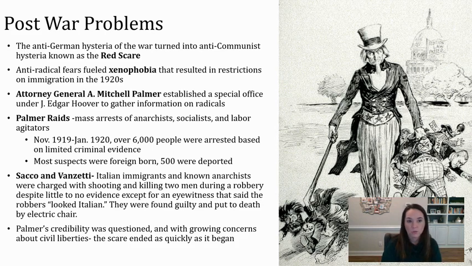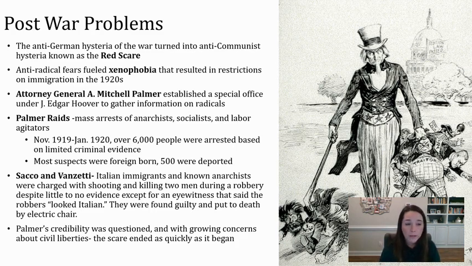That is going to shift into anti-communist hysteria, known as the Red Scare. And it's going to play a role in the 1920s as well, but it did start because of World War I. So you had this intense sense of xenophobia. And Attorney General Mitchell Palmer established a special office under J. Edgar Hoover, who is going to end up heading the FBI in future years, to gather information on radicals.